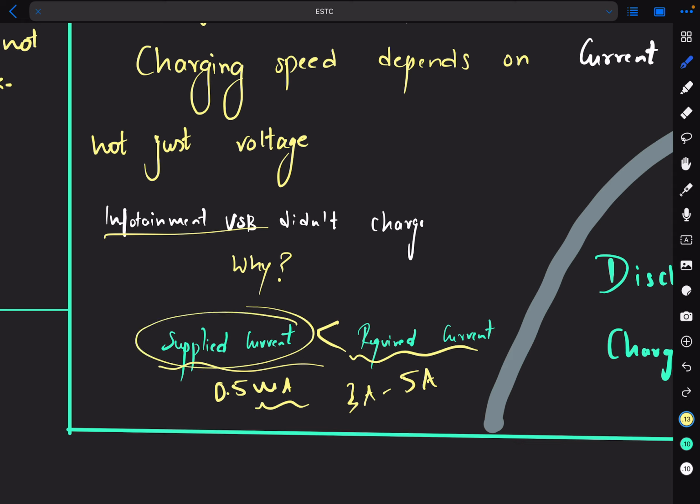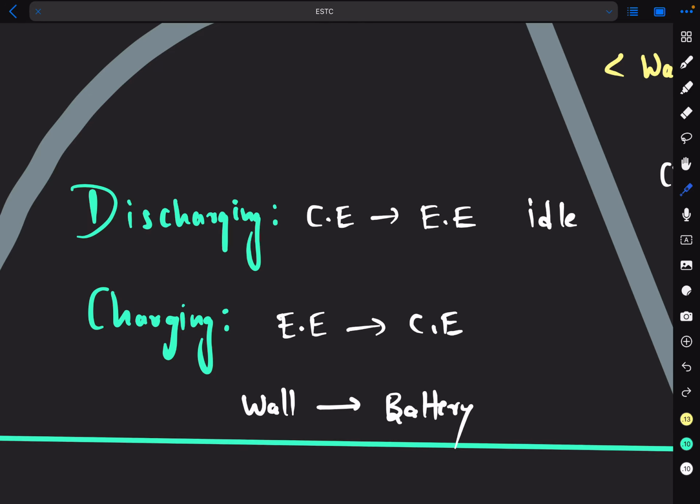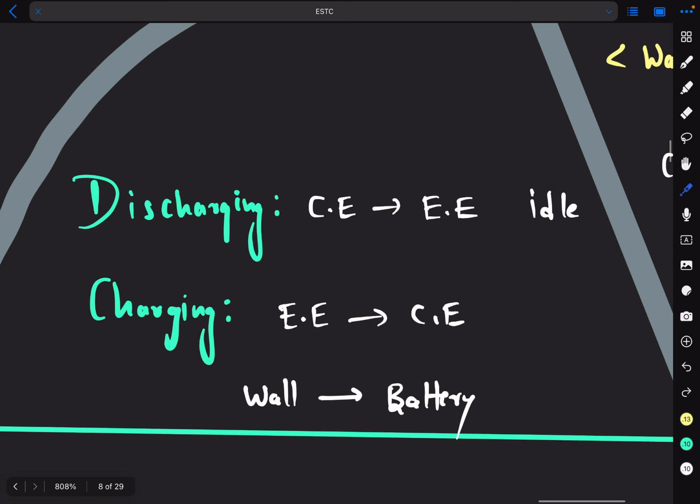When the supplying current is more than the required current, you can charge your smartphone or any appliance. You understand the point? Now, what is discharging and charging? This is very basic, you know it. What is discharging? Chemical energy is converted into electrical energy. Technically, the chemical energy inside your battery gets converted into electrical energy. What is charging? Charging is that electrical energy being converted into chemical energy.